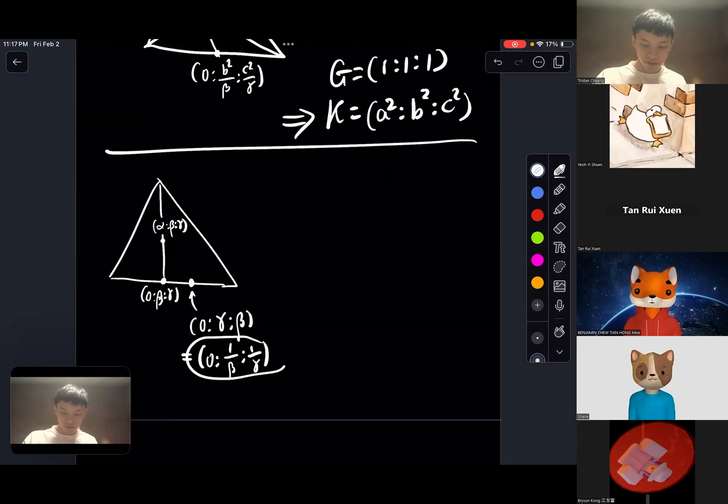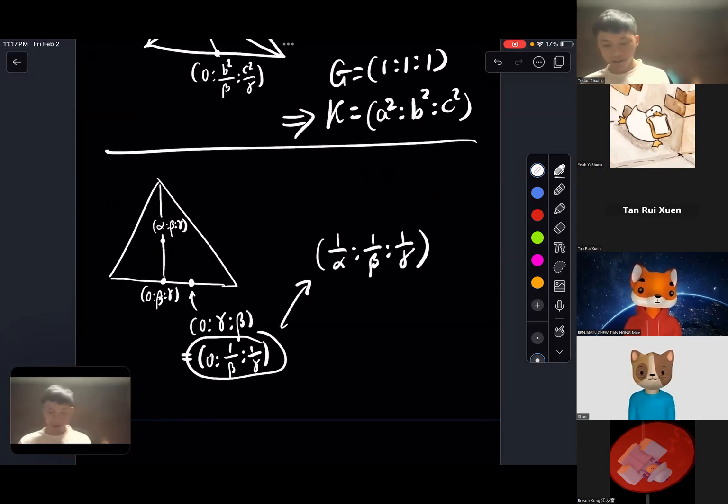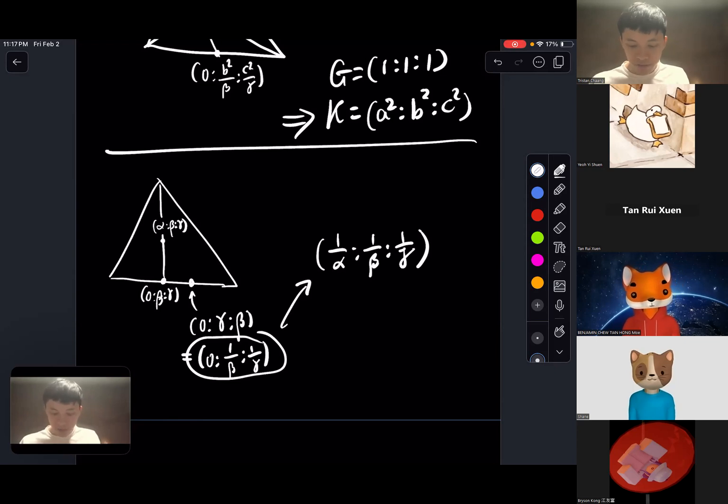So now that we have this, consider the other three, combine them together, we would get 1 over alpha, 1 over beta, 1 over gamma. So that is something that you can use.